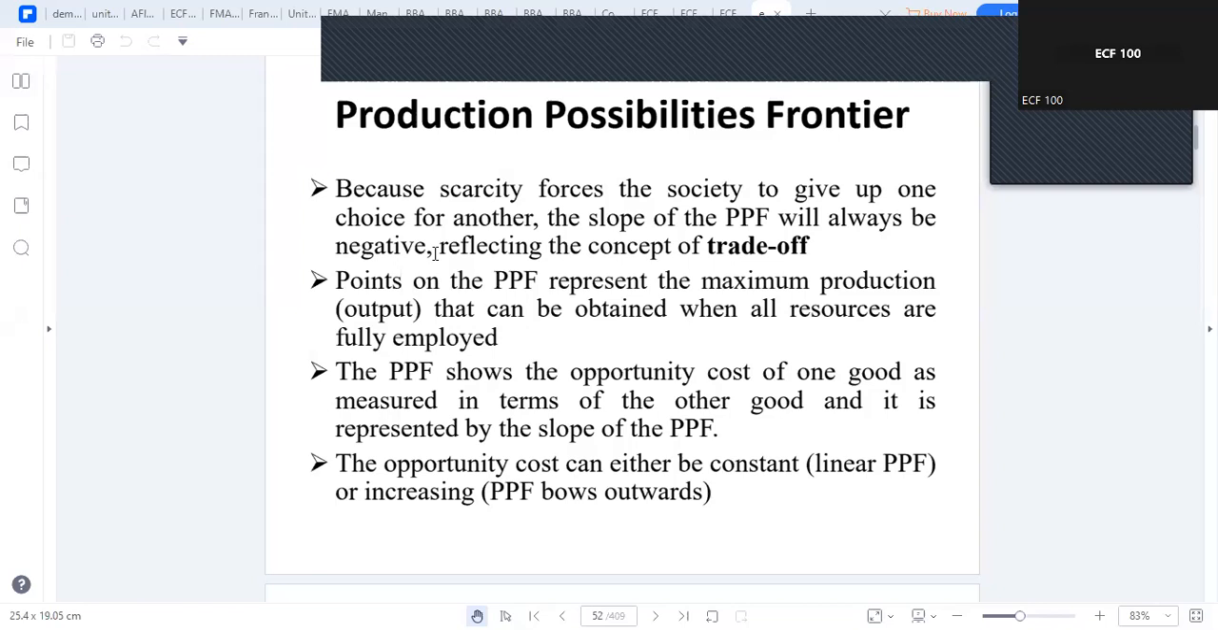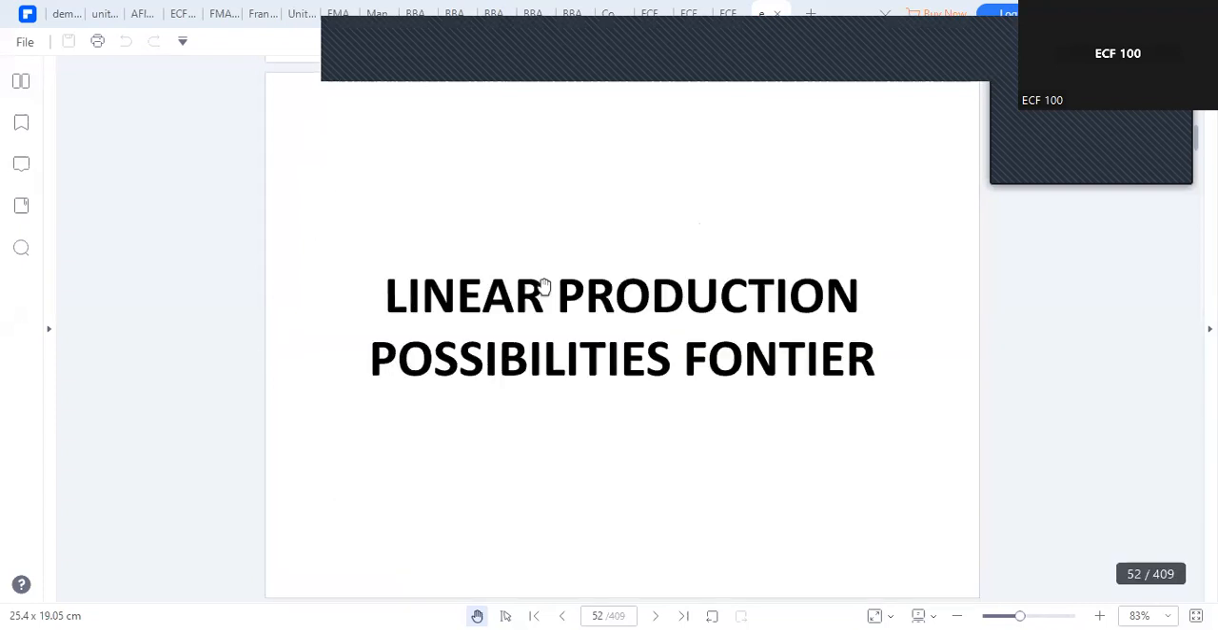The PPF shows the opportunity cost of one good forgone, measured in terms of the other. It is represented by the slope of the PPF. Opportunity cost can either be constant, which is a linear PPF, or increasing, which is bowing outwards.